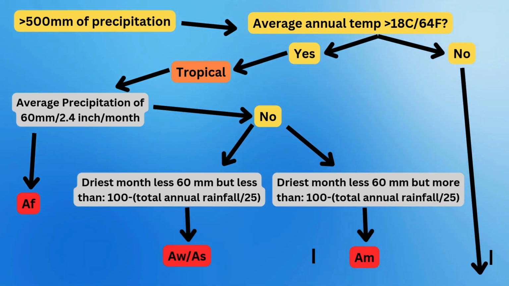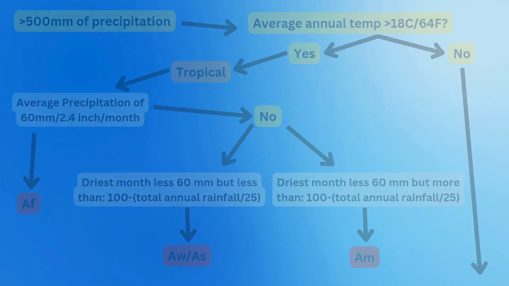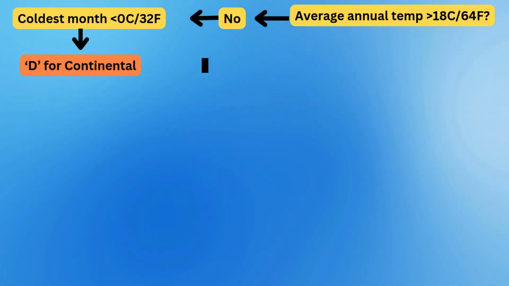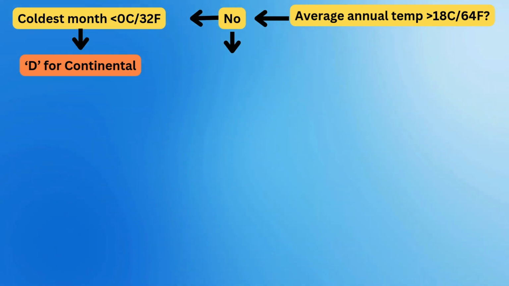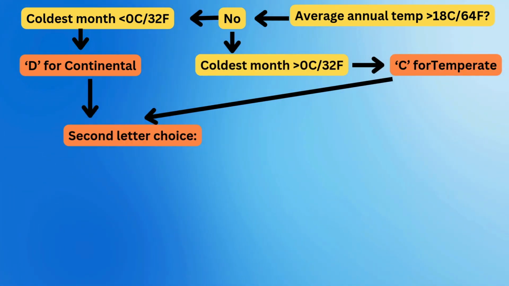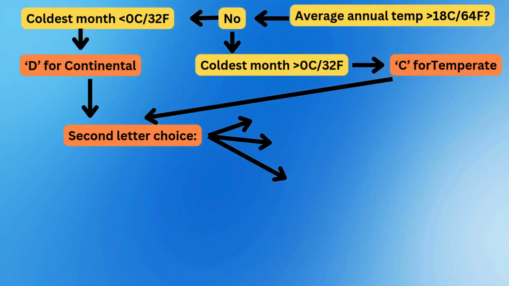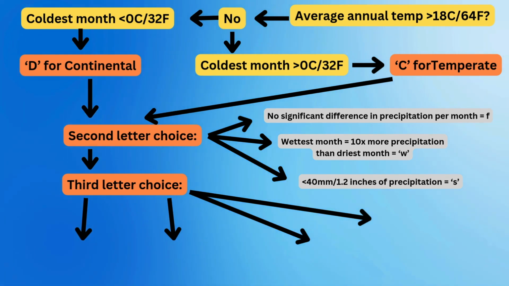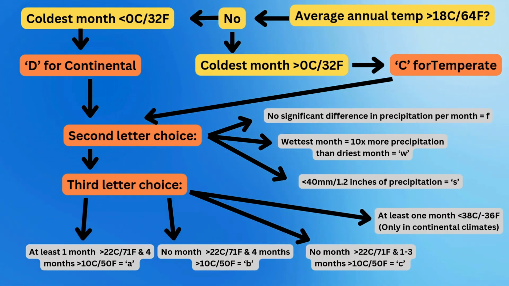If it's colder than 18 degrees, ask yourself how cold is the coldest month. If it's below 0 degrees, we're looking at a continental climate, and if it's above 0 degrees Celsius, it's a temperate climate. First, the temperate climate. The second letter is decided by the pattern of precipitation, so choose the one that fits. And the third letter is decided by the summer temperature.